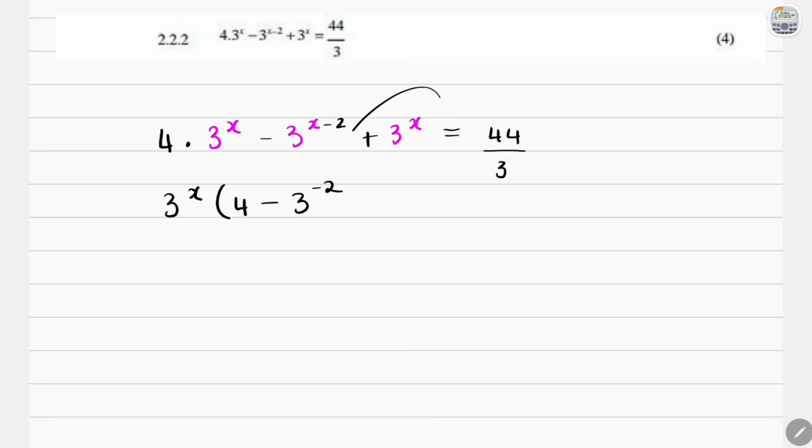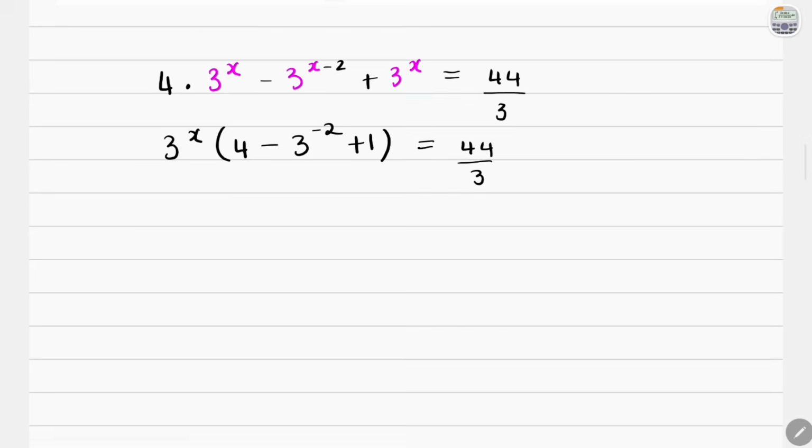Okay, and then in the third term, what is left? Well, it's the exact same thing. So the only way you would start here and multiply something to get back to this is if you multiplied it by 1. So that's all that's left. It's equal to 44 over 3. Now, the good thing about this is now the 3 to the power of x, the variable in the exponent, has been isolated. And all we have here are numbers.